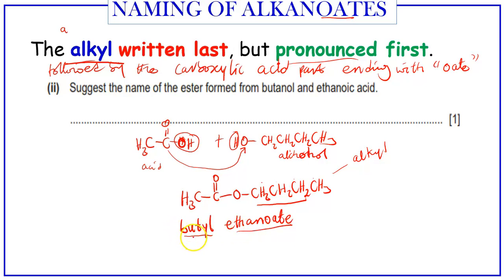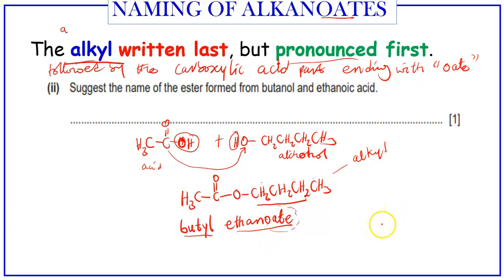The alcohol part is pronounced as an alkyl, butyl, and the carboxylic acid part carries the surname of the ester, which is OATE. This is the surname of the esters.